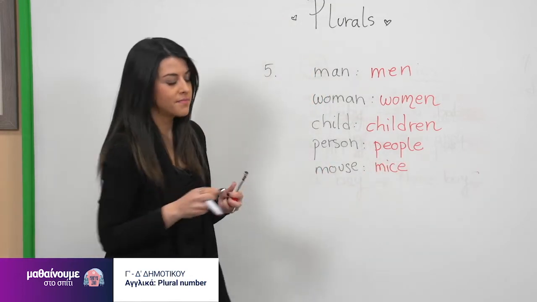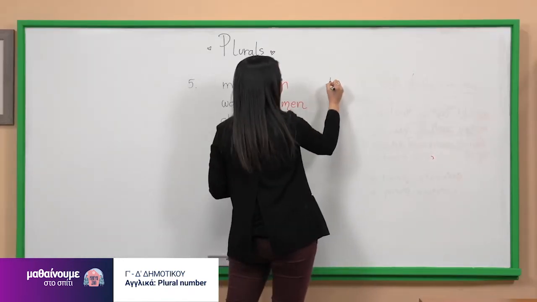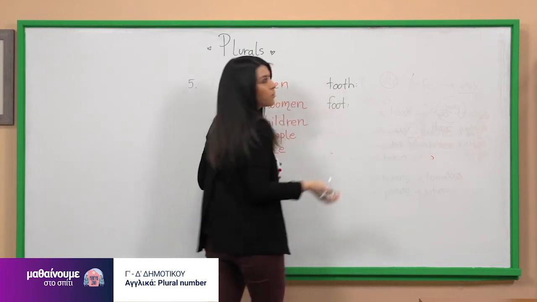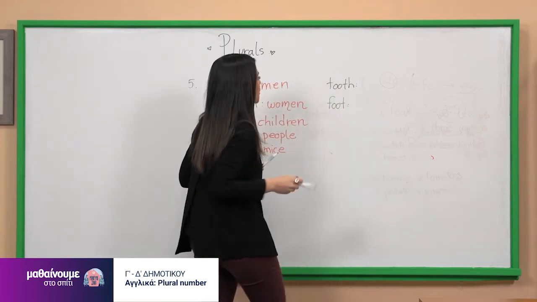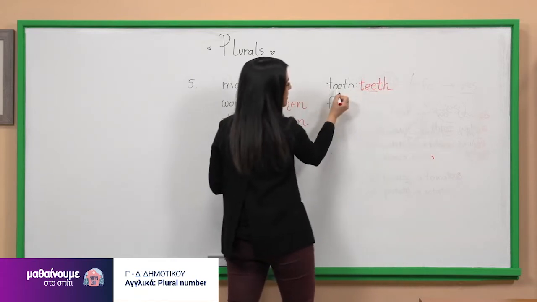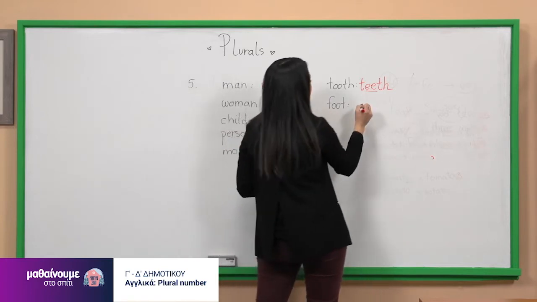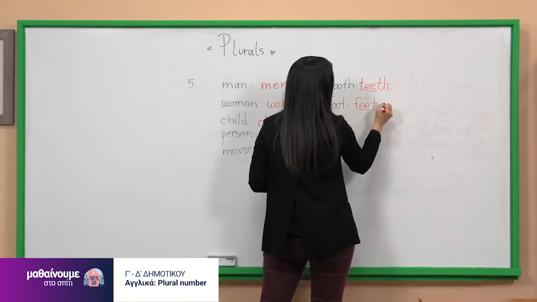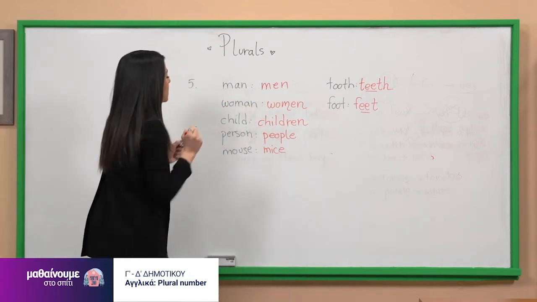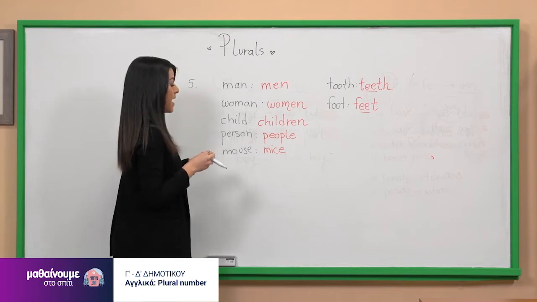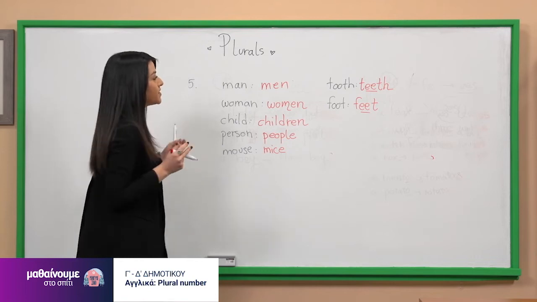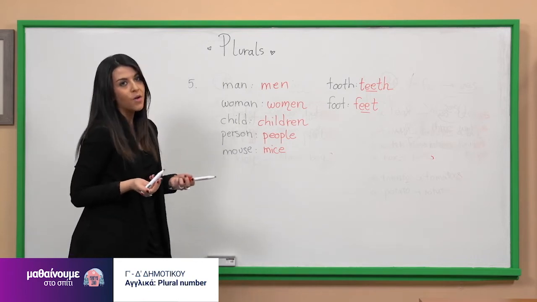So, first category. Second one, tooth and foot. Okay? So, tooth becomes teeth. Double E. You take the double O and you make it into a double E. And the same goes for foot. It becomes feet. So, okay, you see these? We have man, woman, child, person, and mouse. And then we have tooth and foot. Okay? So these are very important so that you can remember how we can change them.